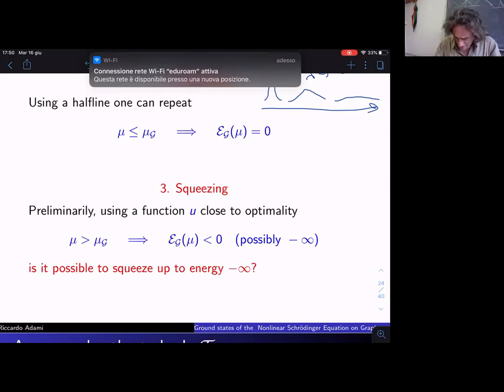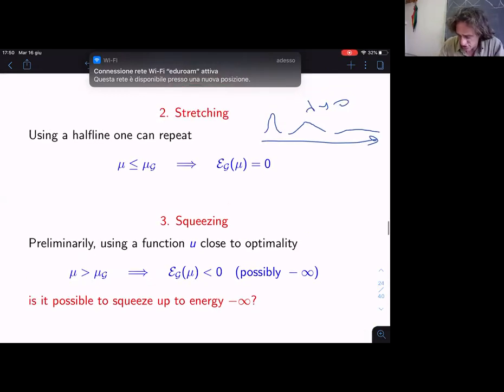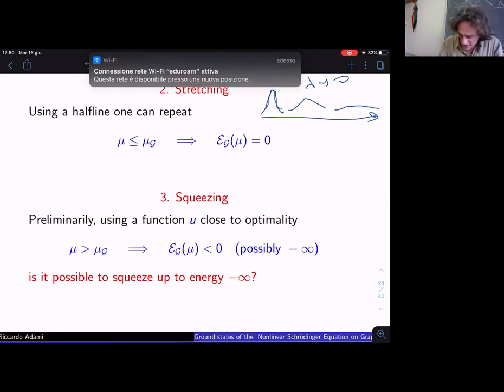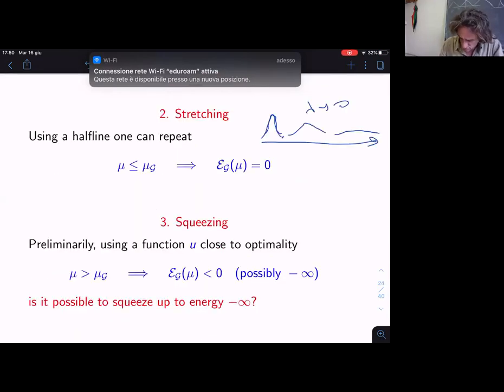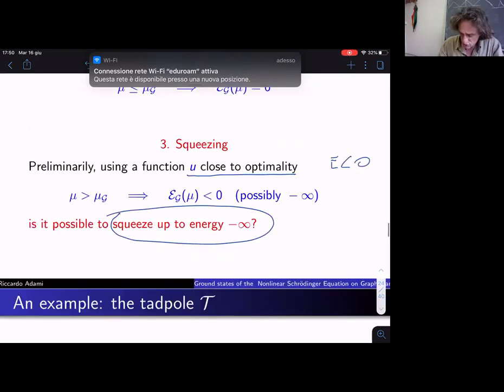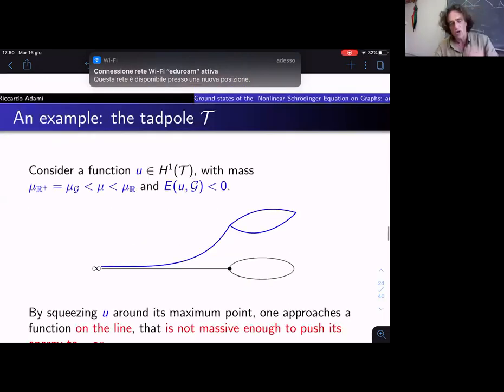And so I repeat here, we can stretch functions on a non-compact graph by exploiting the presence of a half line. We can do that. Squeezing. As before, we can start from a function which is close to optimality. So we have a function with negative energy. And then we ask whether it is possible to squeeze the function up to obtaining energy equal to minus infinity. And this time the answer is no. It is not possible to squeeze and obtain energy minus infinity.